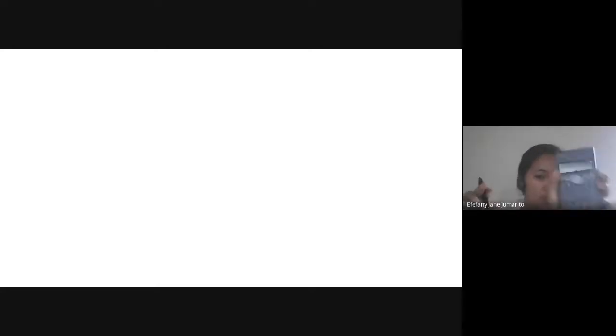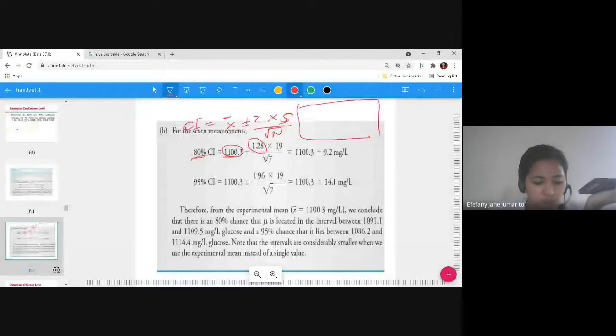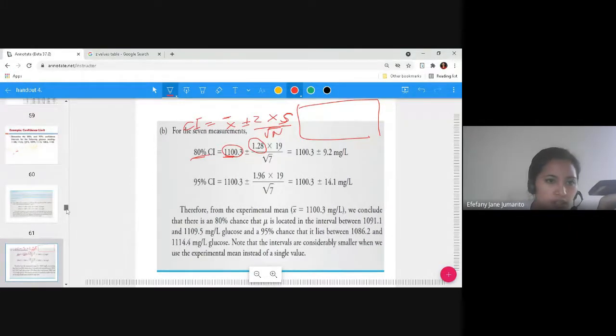Sa cellphone ra kuha, ma'am. Okay, sa cellphone. Anyways, if you are using your cellphone, pangita na lang mo way unsaon ninyo, but og sa cellphone pa, you can use the formula. The formula for our standard deviation is this one, the summation.